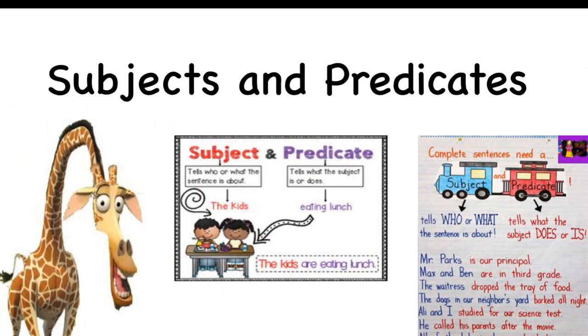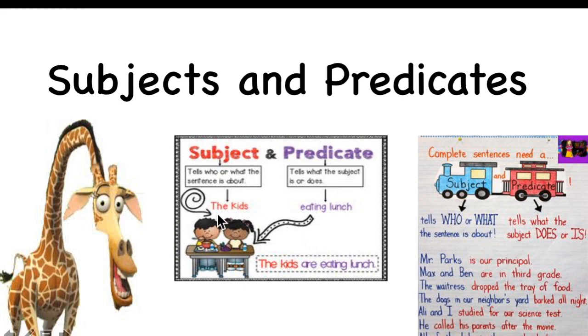As I already mentioned in the first part, a complete sentence must have two parts. It must have a subject and it must have a predicate. The subject of the sentence tells me who or what the sentence is about. After the subject of the sentence follows the predicate. The predicate tells what the subject is or what the subject does. We also call the predicate the action part of the sentence.